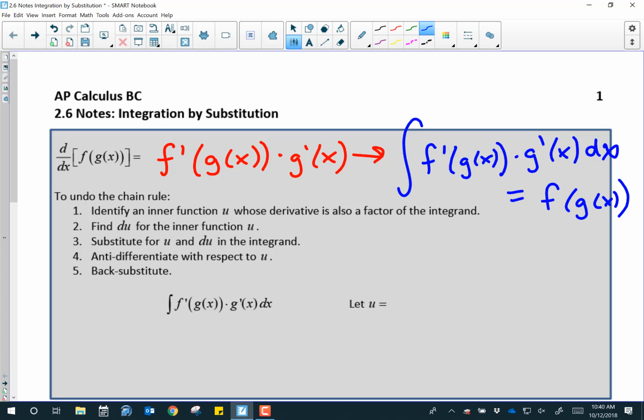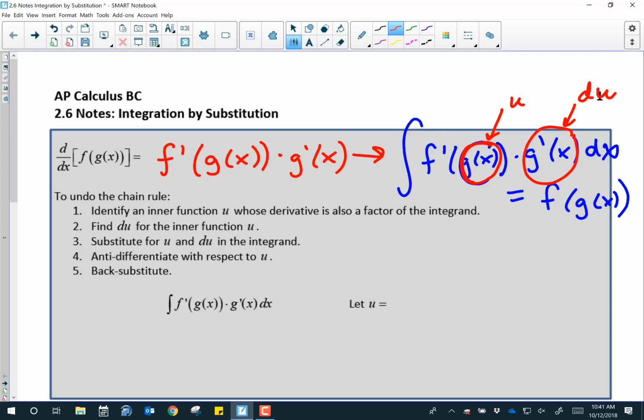All right? So the first thing you're going to do is identify an inner function. My inner function is what's going to be kind of inside another function. It's the composition, right? So that g of x, in this example, is the U. Okay, so that's what you're looking for. That's your U. And you want to identify an inner function U whose derivative is also a factor of the integrand. And so you can see if U is g of x, then the derivative of U is g prime. Does that make sense? Right? The derivative of U would be g prime if U is g. Okay. All right, so that's what we're going to do.